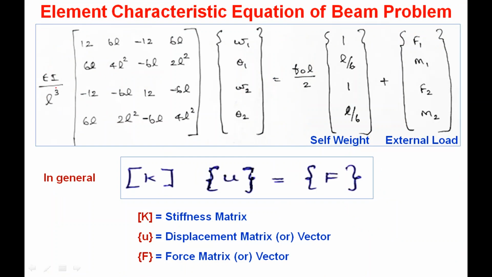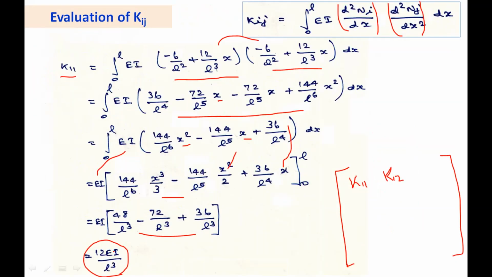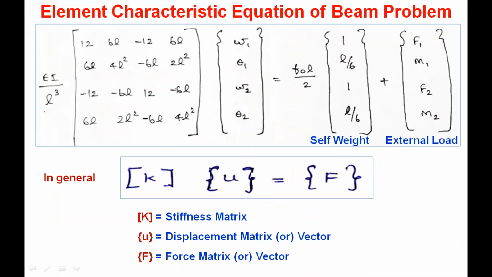EI by L cube will be taken common. So here we are getting this EI by L cube. So 12 is considered. EI by L cube will be the common term in all the elements. That is why it is taken outside the matrix. And in here you will get 12, 6L, minus 12, 6L, 6L, 4L square, minus 6L, 2L square, minus 12, minus 6L, 12, minus 6L, 6L, 2L square, minus 6L, 4L square, like this. These are the elements of the stiffness matrix. Now the nodal parameters are W1, theta 1, W2, theta 2.